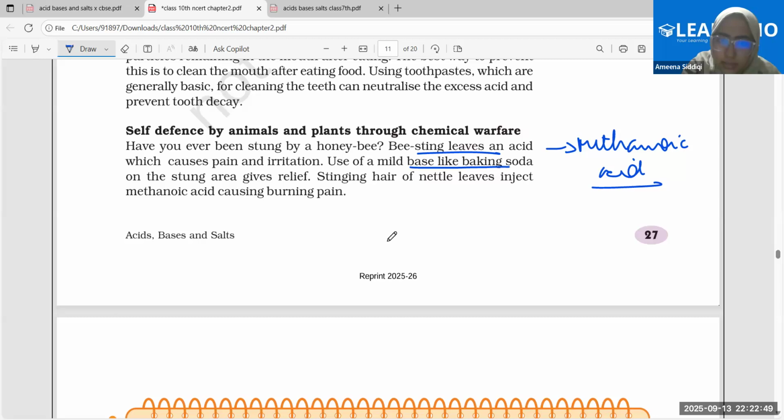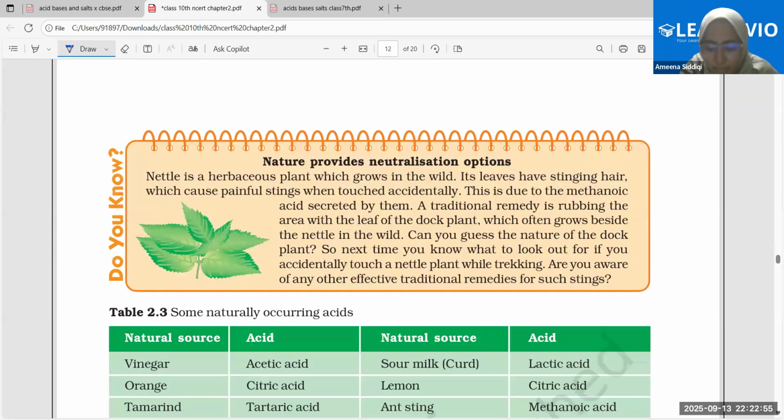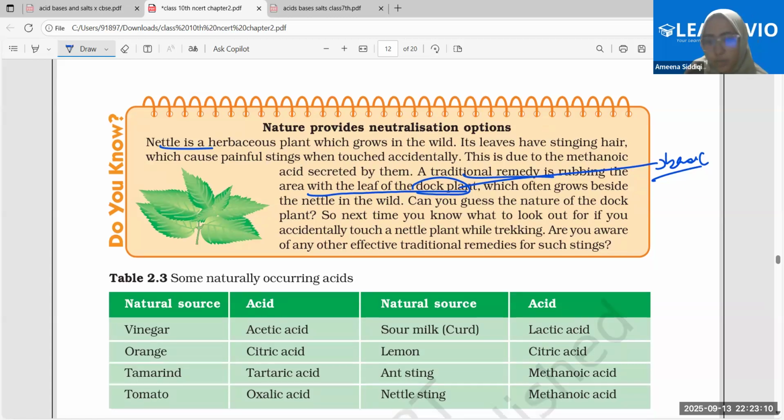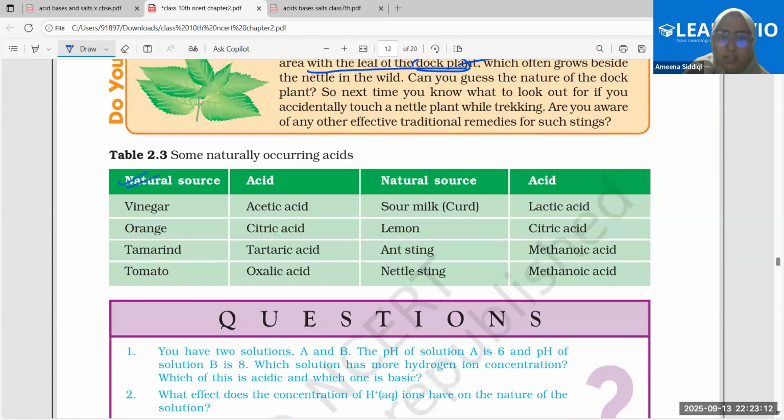Yes. Now, nettle leaves, basically, again, they will have their stings, and we will have methanoic acid in them. Now, again, important point here, traditional remedy is rubbing the area with the leaf of the dock plant. Basically, what does the dock plant do? It is basic, so it will neutralize the effect of the methanoic acid. Therefore, both of them grow side by side in nature. Okay, so see, this has been discussed.